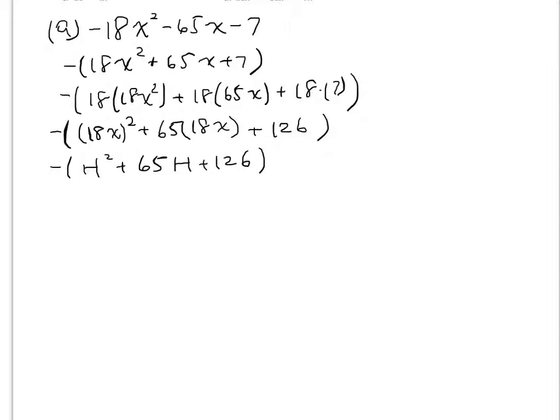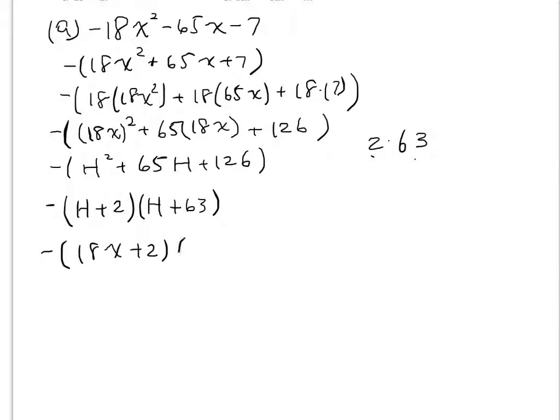Then let's keep going from here. We're going to use the sum and product theorem to see if we can find numbers that add up to 65 and multiply to 126. So 126 could be 2 times 63. Oh, here you go. So we have h plus 2 times h plus 63. You see this pair, if you add it you get 65, and if you multiply you get 126. So now put the hands off, so we'll have 18x plus 2 and 18x plus 63.